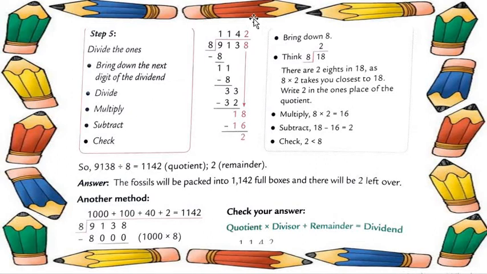And then what is our answer? We have to write the quotient. How many digits does the quotient have, all students? The quotient is a 4-digit number. So what is the quotient? 1142.